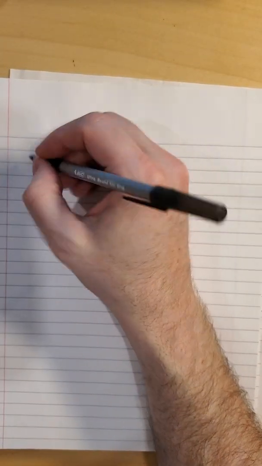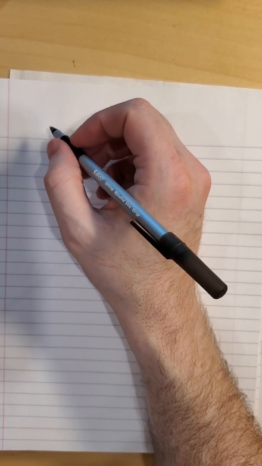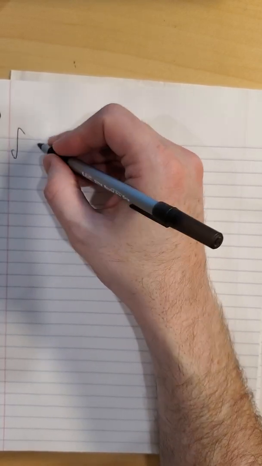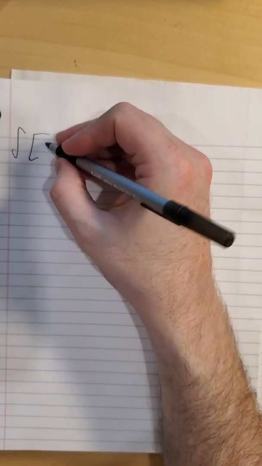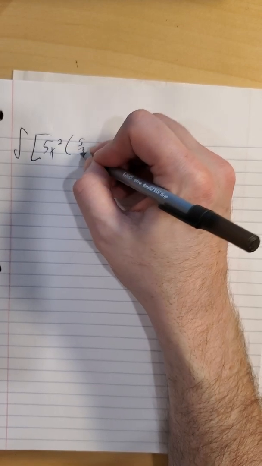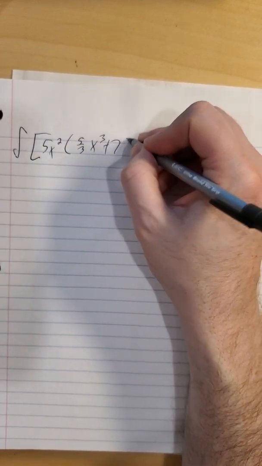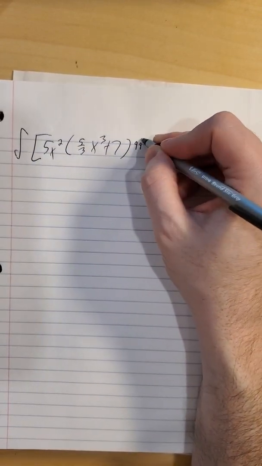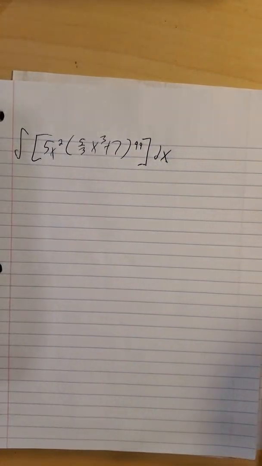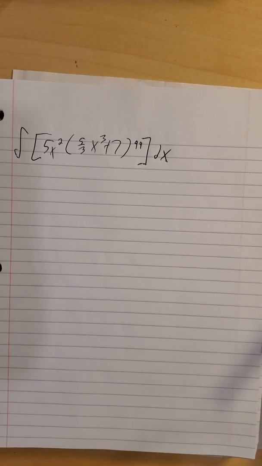Okay, so I'm going to have you all try one out. Let me make sure I'm lined up nice here. There we go. All right, so it's up to you to figure out your substitutions on this one. We'll do the integral of the quantity 5x squared times the quantity 5/3 x cubed plus 7 raised to the 99th power times dx. So see if you can come up with your substitution and find that integral.